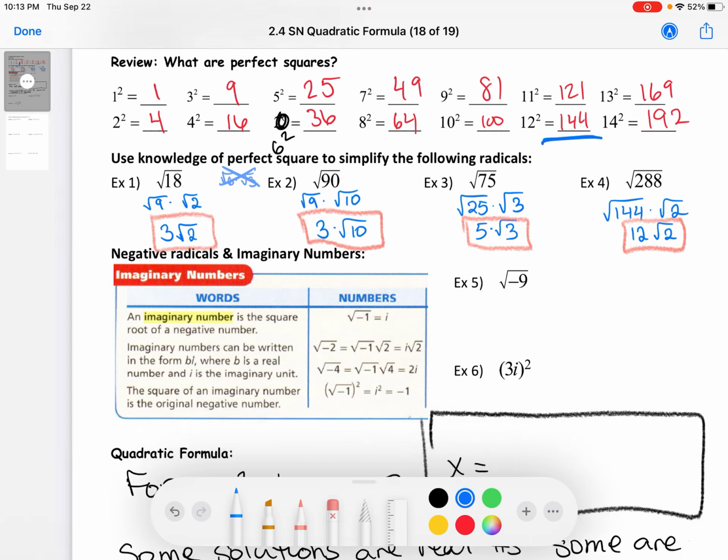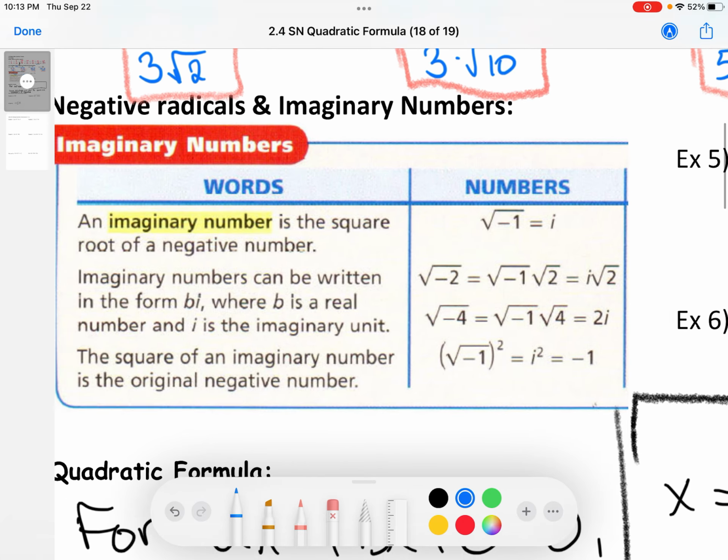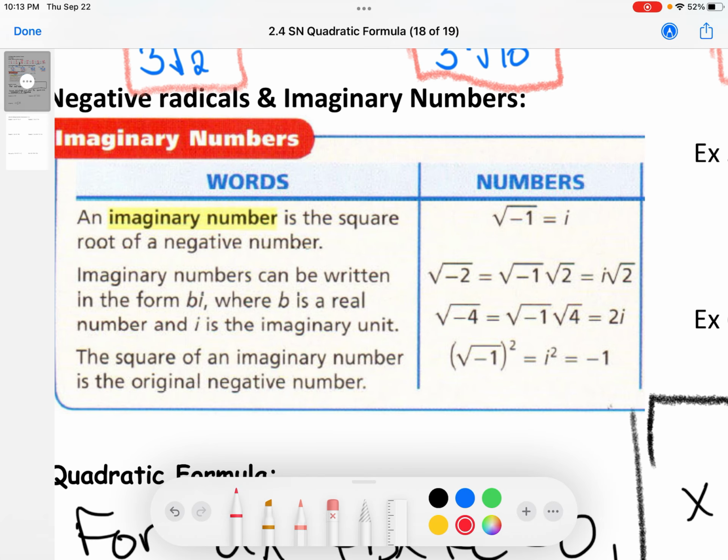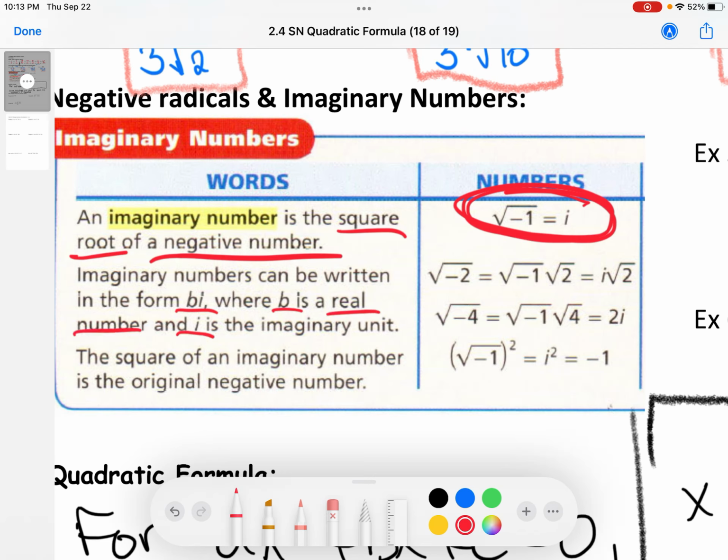Okay? Now, let's talk about some imaginary numbers. Imaginary numbers. They're not real, but we don't call them fake. We call them imaginary. An imaginary number is the square root of a negative number. Specifically, we use i to represent the square root of -1. Imaginary numbers can be written as b times i, where b is a real number, and i is the imaginary unit.